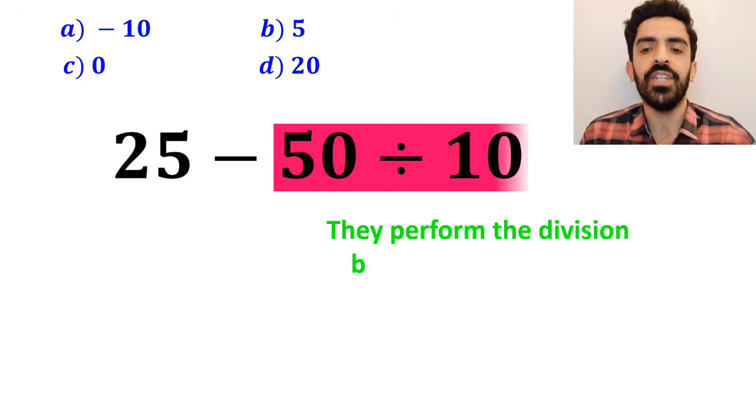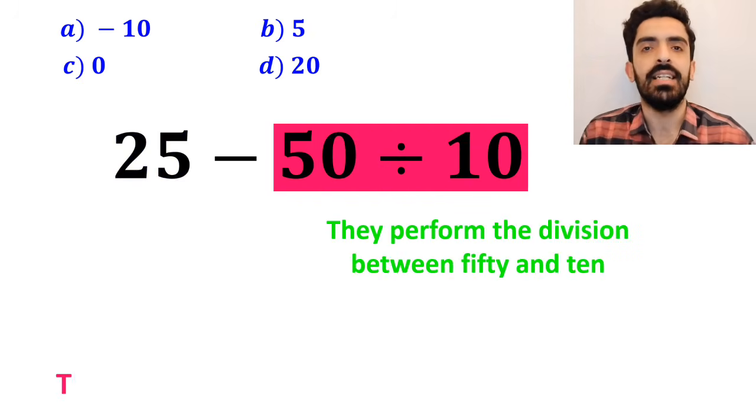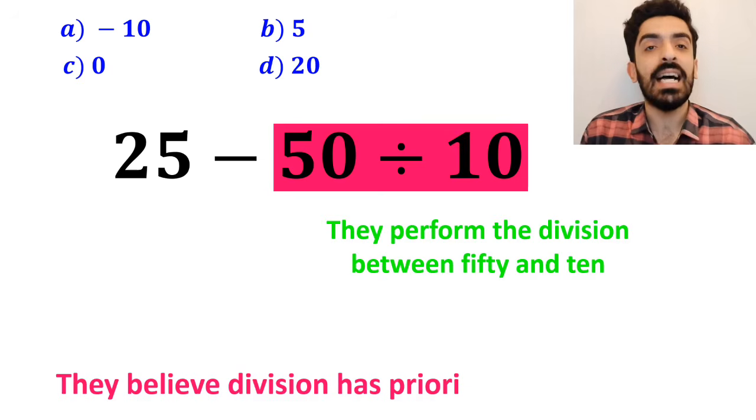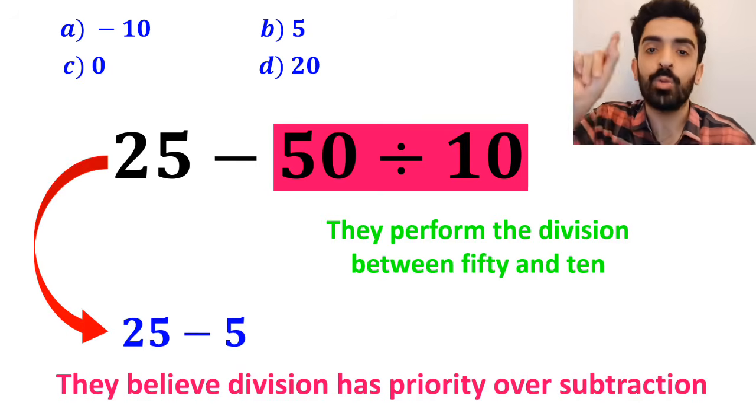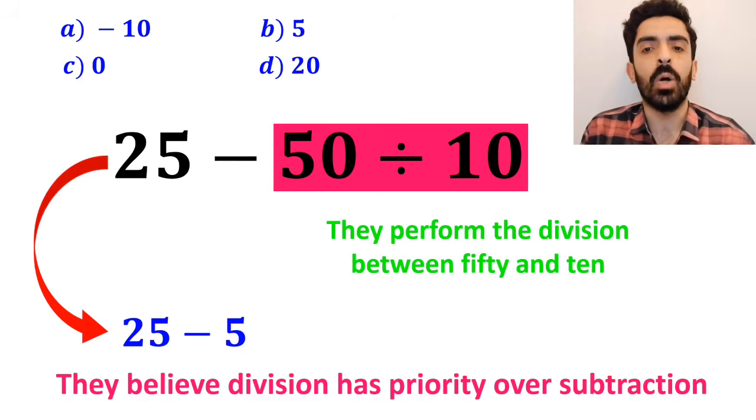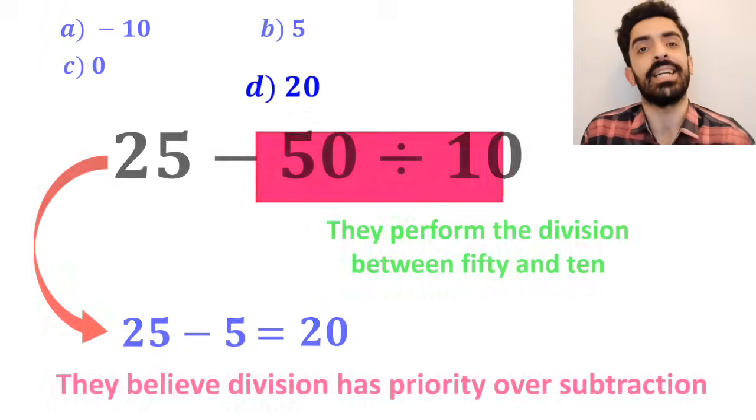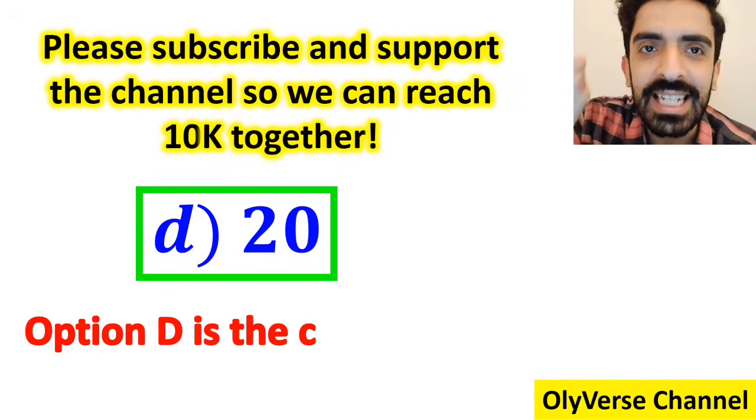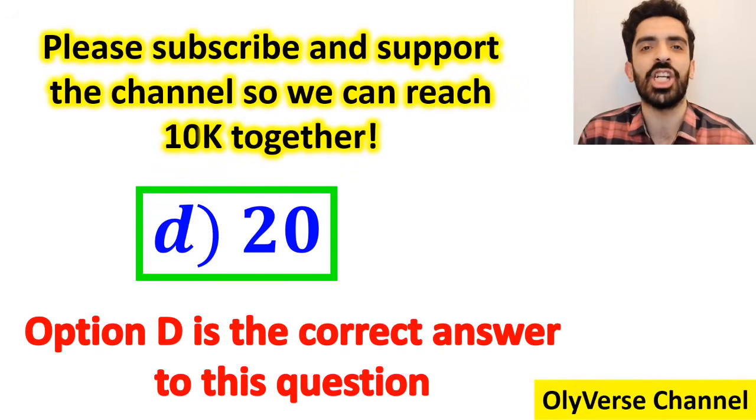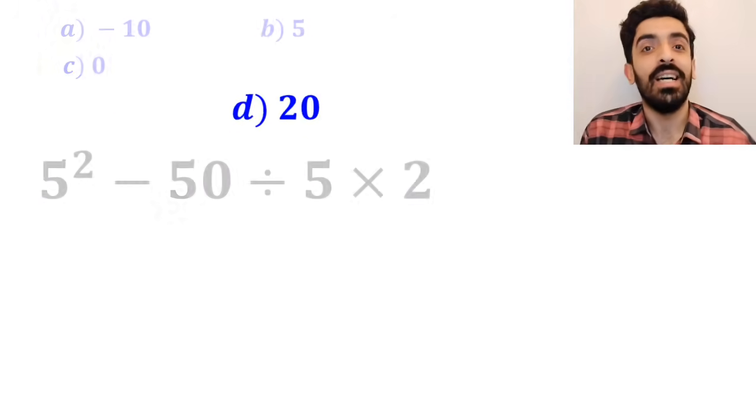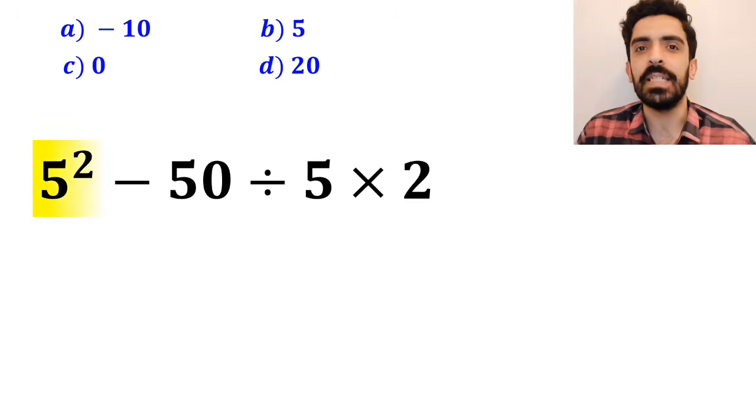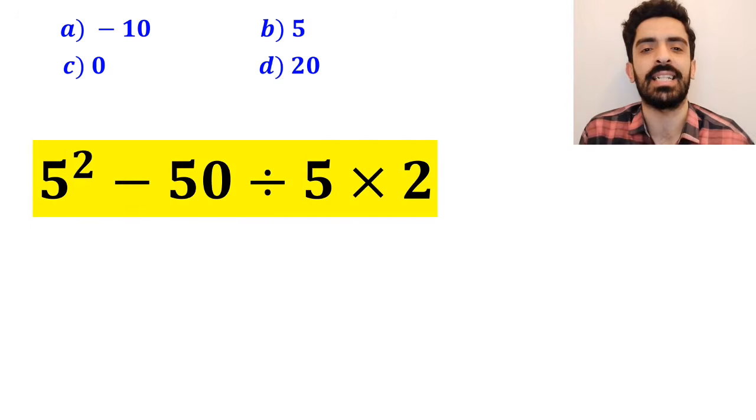Next, they perform the division between 50 and 10 since they believe division has priority over subtraction. And they rewrite this expression as 25 minus 5, which ultimately gives them the answer 20. And immediately, they conclude that option D is the correct answer to this question. However, that's definitely wrong. Alright, now let me explain step by step how to solve this expression correctly.